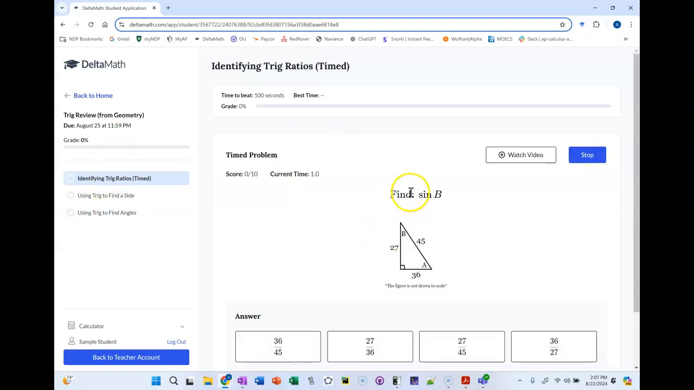So what you're going to be asked to do is it's going to give you a triangle and then it's going to ask you to find sine B. So I go, okay, angle B is here. Sine is opposite, 36, over hypotenuse, 45. So I pick 36 over 45. I have to do 10 of those correct in a row inside of 100 seconds. That's totally doable.